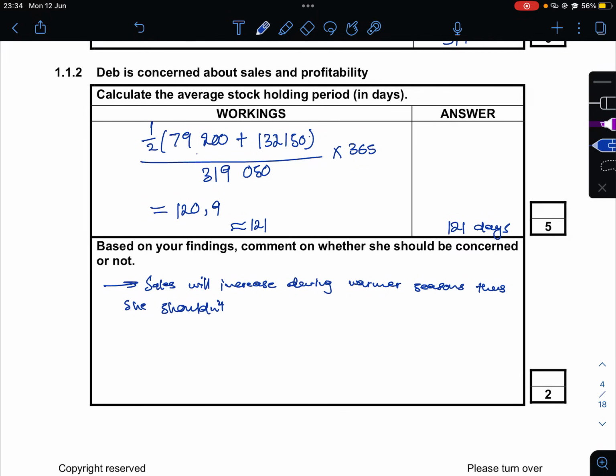She shouldn't be concerned. I don't know about the formality of your answers, but this should not, if you want to be that formal in your answer. But I just love being basic and simple and informal.